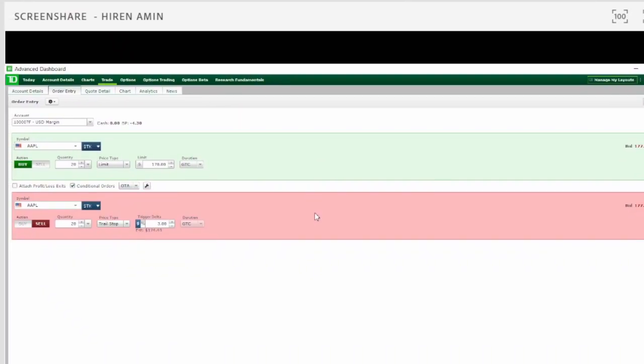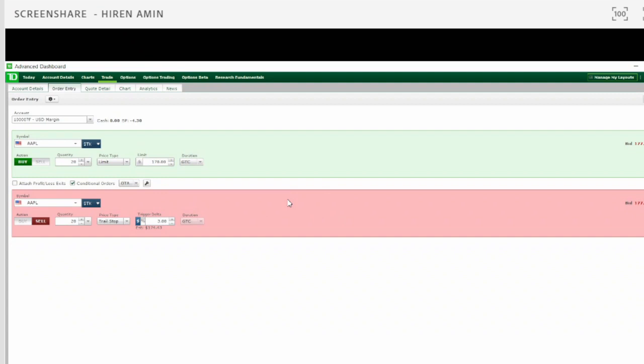It's going to be sleeping. It's not going to be active until this order gets filled. All right, so just keep that in mind. So that's how you would use that.